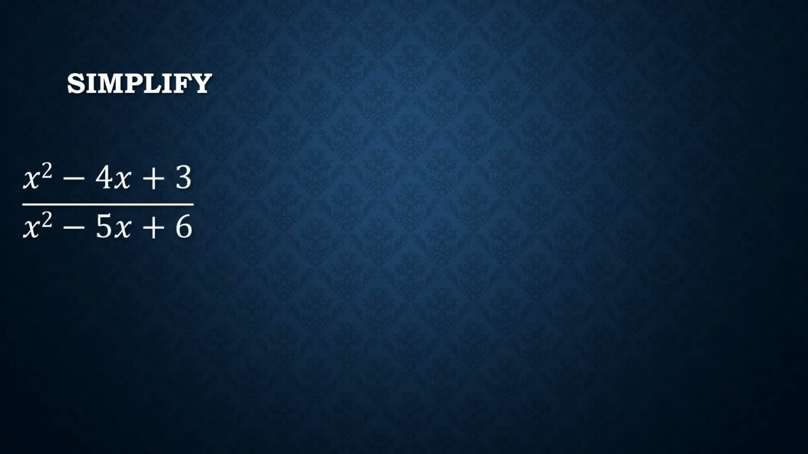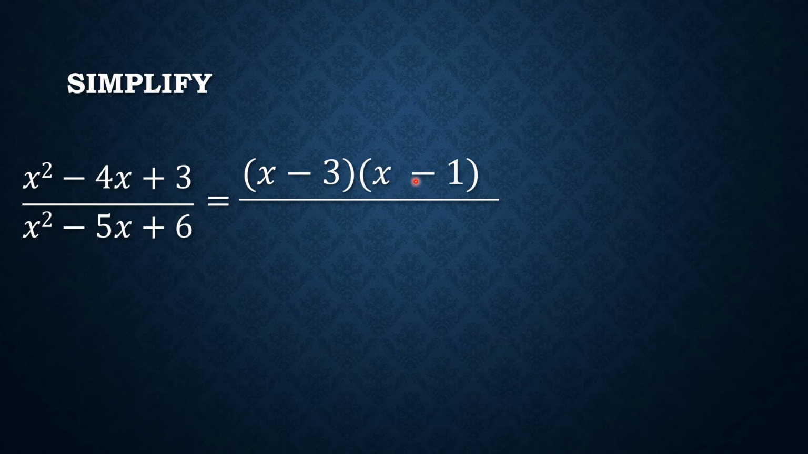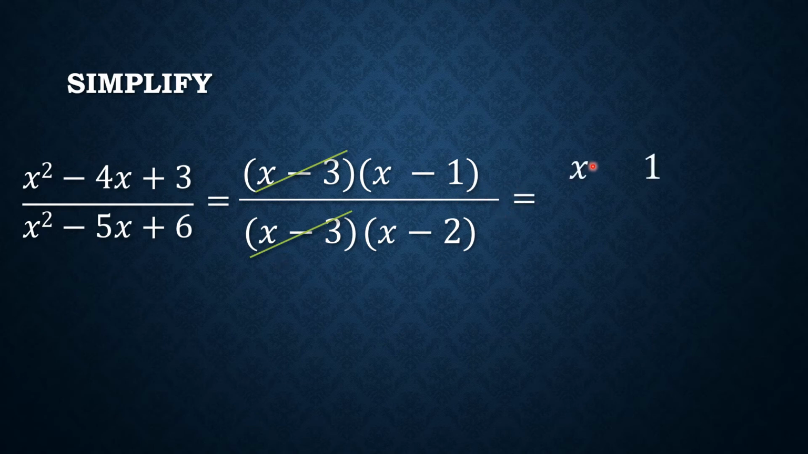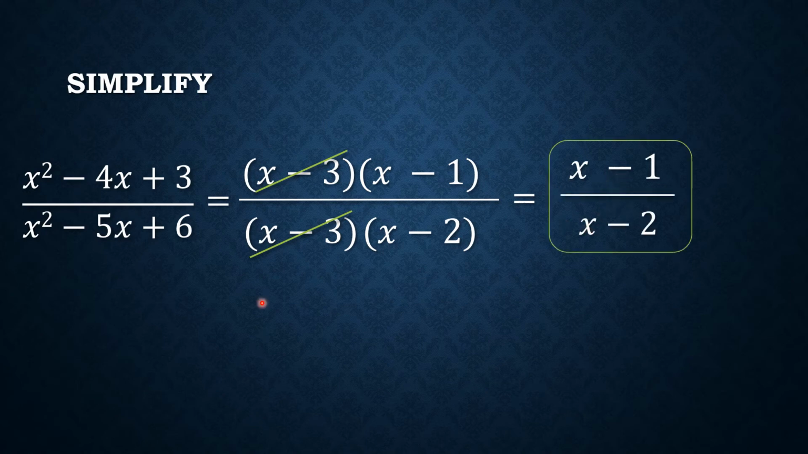Let's simplify this. So, first, factor natin yung numerator and the denominator. So, this is a general trinomial. So, ang factor natin sa numerator natin ay we have x minus 3 and x minus 1. Factor natin sa x squared minus 5x plus 6, and we have x minus 3 and x minus 2. Next is to cancel the common. So x minus 3 can be cancelled. So therefore, this gives us the remaining factors na x minus 1 all over x minus 2.